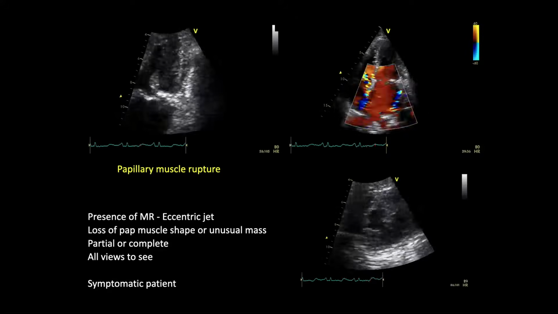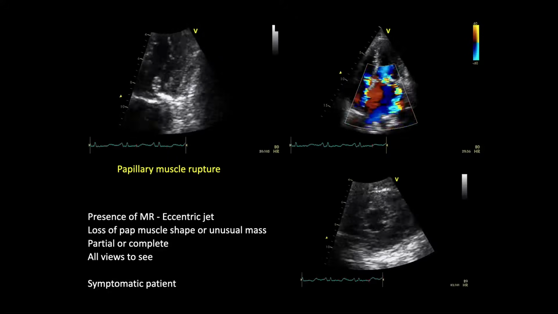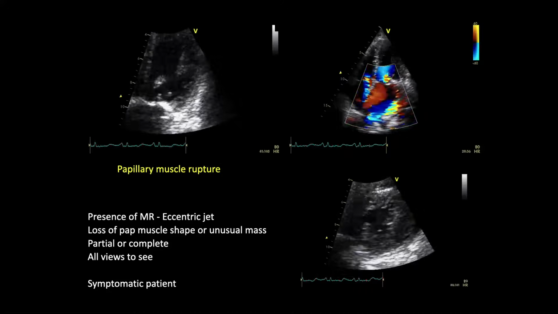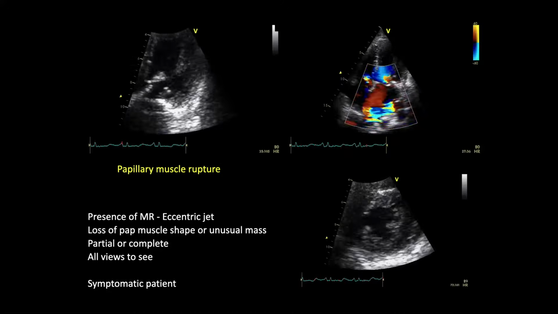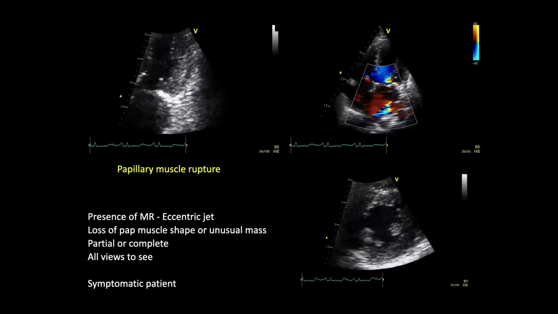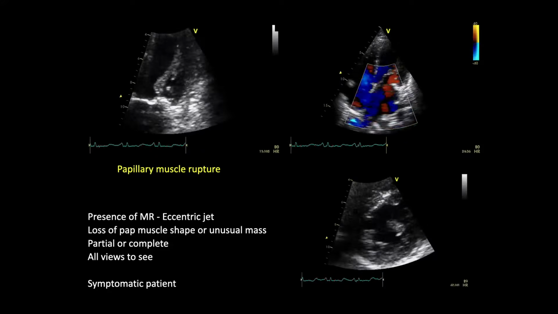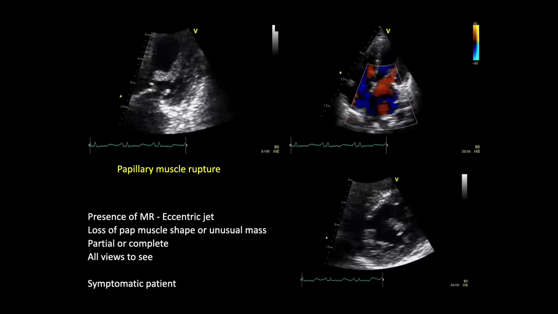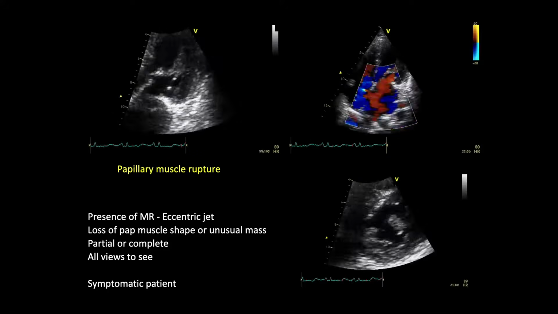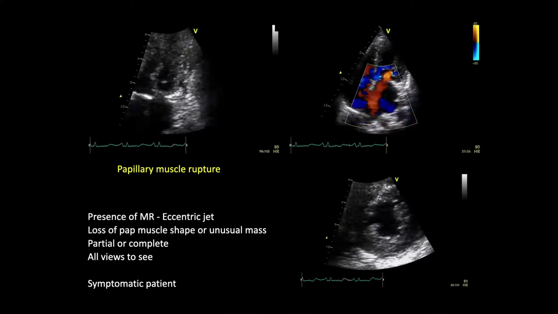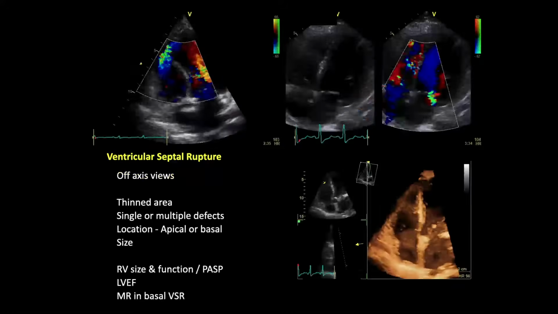So this is one example of papillary muscle rupture. Usually there is an MR which is eccentric, and when you look closely at the papillary muscle, you'll see a distortion of the anatomy. You see something which is moving, mobile, and this is a partial papillary muscle rupture. You can also have a complete rupture, which is even more dramatic. So this is one complication, MR from papillary muscle rupture.